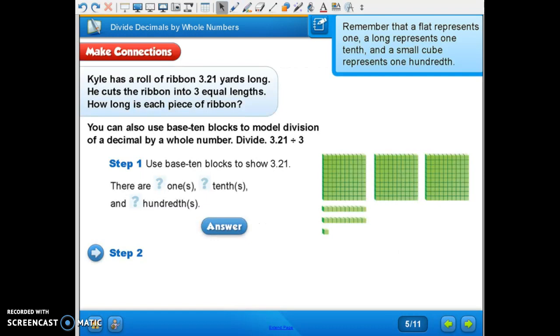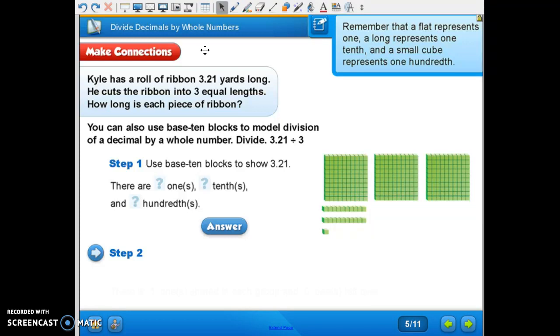Okay, here we are on page 206. We have a new problem to solve. And it says, remember that a flat, these are the flats, represents 1. A long represents tenths. And a small cube represents 1/100. Kyle has a roll of ribbon that is 3 21/100 yards long. He cuts the ribbon into 3 equal lengths. How long is each piece of ribbon?